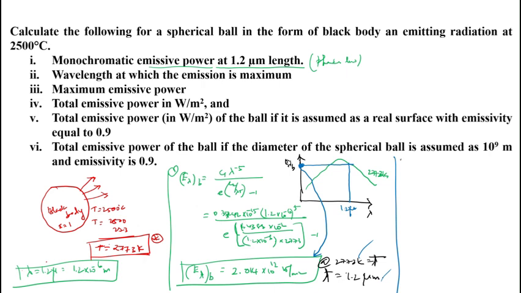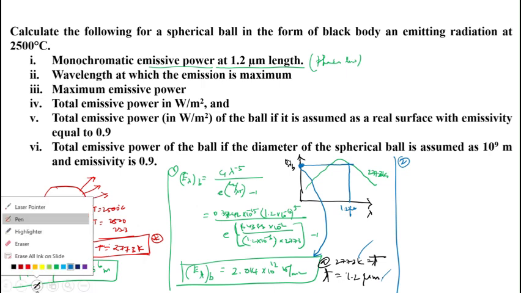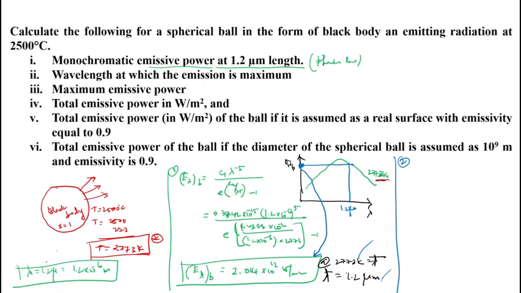Then second, we are going to find the wavelength at which the emission is maximum. Now we can discuss the same problem here. This is the 2773 Kelvin curve, E lambda. At which point do we get the maximum emissive power? This is the point where we get the maximum emissive power, the E lambda b maximum.